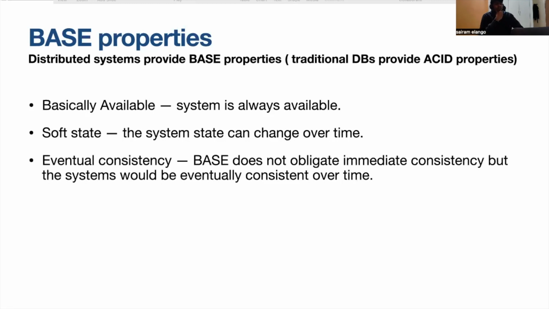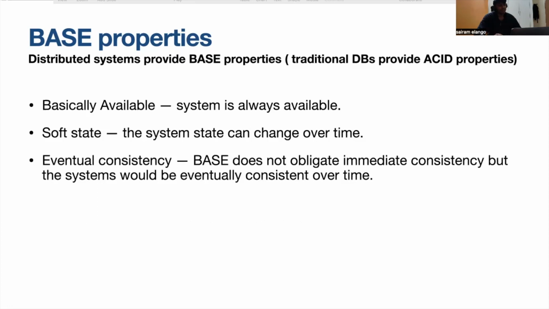Now, you might have heard about ACID properties in databases, right? Similarly, in distributed databases, we have something called BASE properties. What BASE means is basically available, soft state, and eventually consistent systems. Basically available means the system is always available, because in distributed systems, we have multiple nodes. Even if you lose a couple of nodes, your system is available, but it may not have the data that is up to date, but your system is always available.